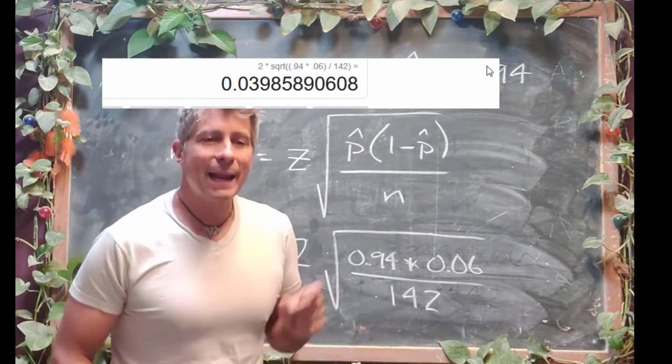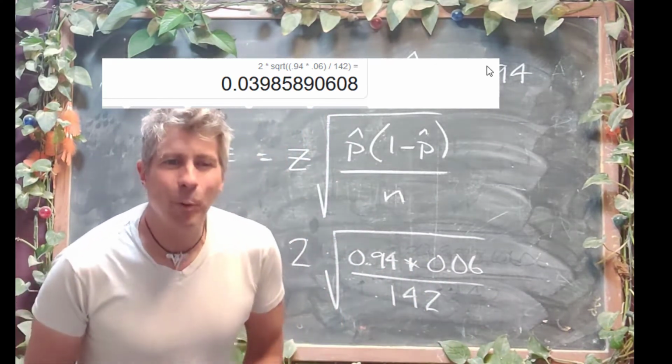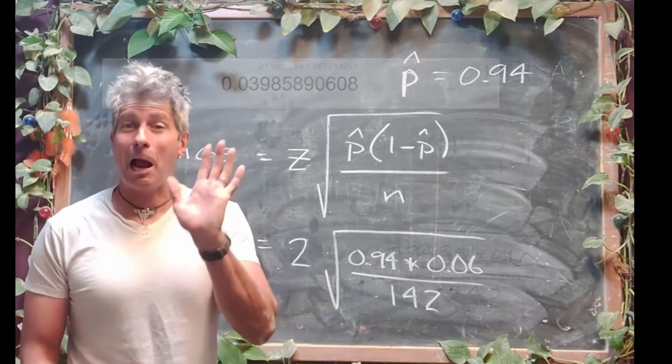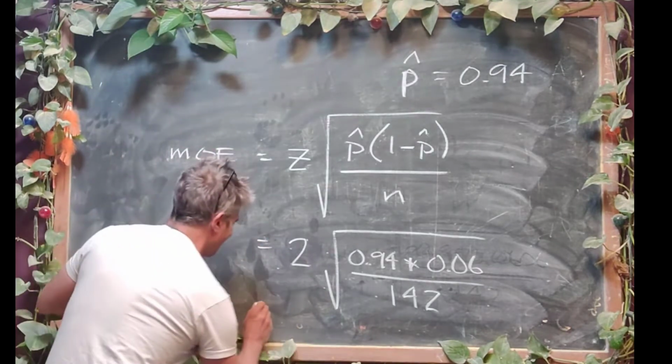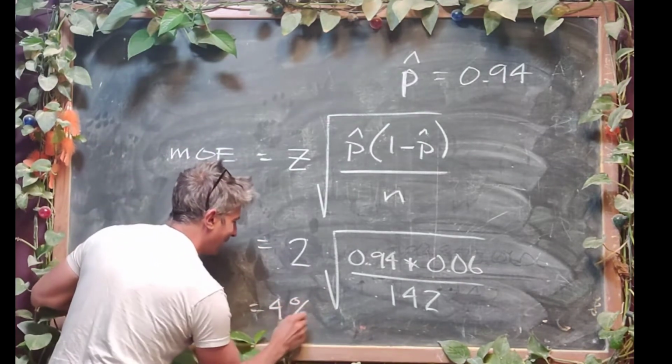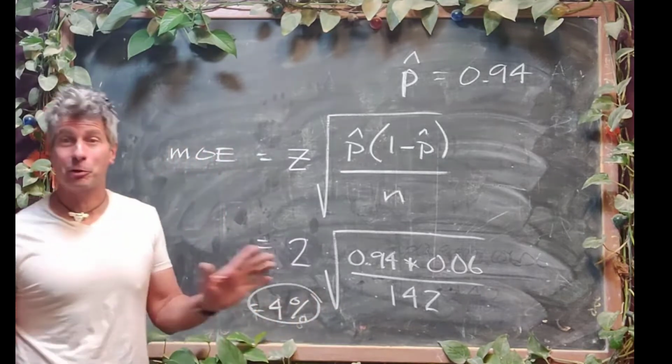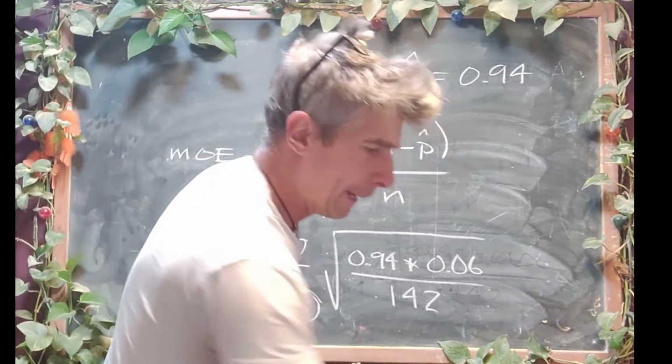Okay, I'm back. I get 3.985%. I'm going to go ahead and call that 4%, if that's okay with y'all. That is so close to 4%, I'm going to call it 4%.